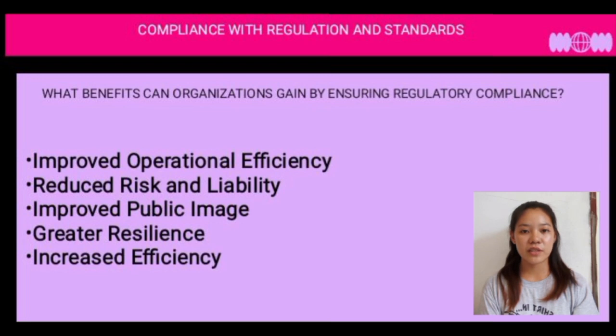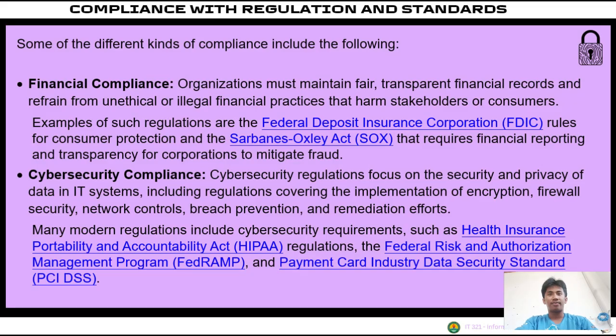This helps organizations plan better for future change, promoting greater business continuity. And last, increased efficiency. By establishing clear procedures, processes, and systems to ensure regulatory compliance, organizations can become more efficient in the way they operate, which leads to improved productivity and cost savings.